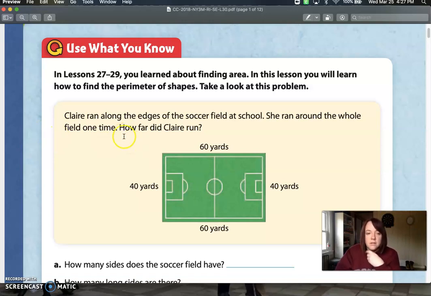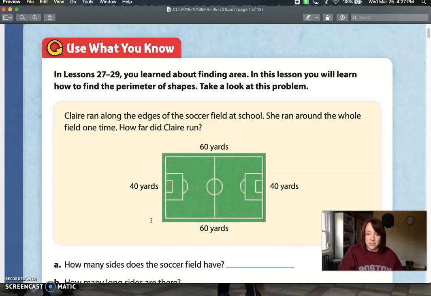So first we're going to look at this first question. It says, Claire ran along the edges of the soccer field at school. She ran around the whole field one time. How far did she run? Well, we know that this side is 60 yards, so we know she already ran 60 yards. So I'm going to write that on my whiteboard. Then she ran 40 yards down the side. So there's another 40.